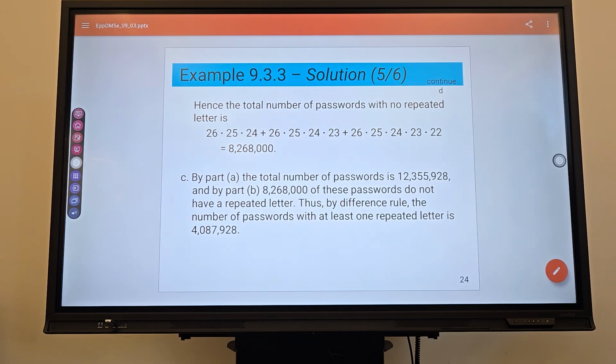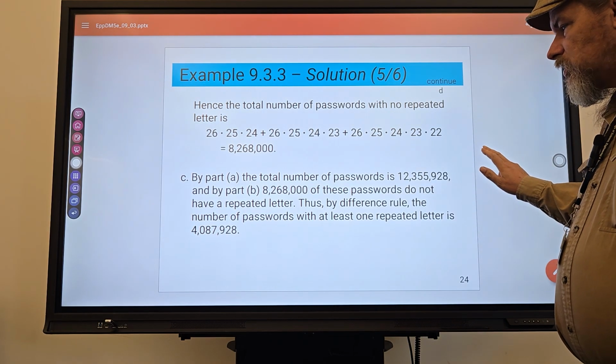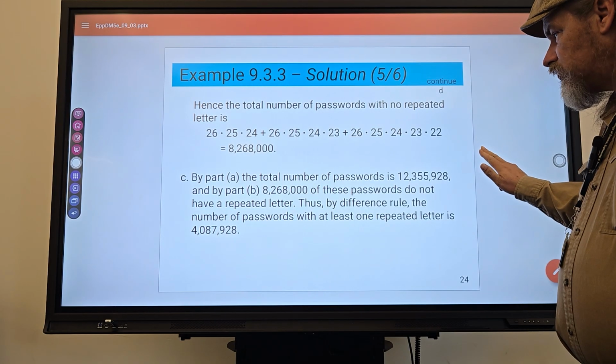Part C. By part A, the total number of passwords is 12.3 million. By part B, 8.2 million of these passwords do not have a repeated letter. Thus, by the difference rule, the number of passwords with at least one repeating letter is 4 million, a little over 4 million passwords.